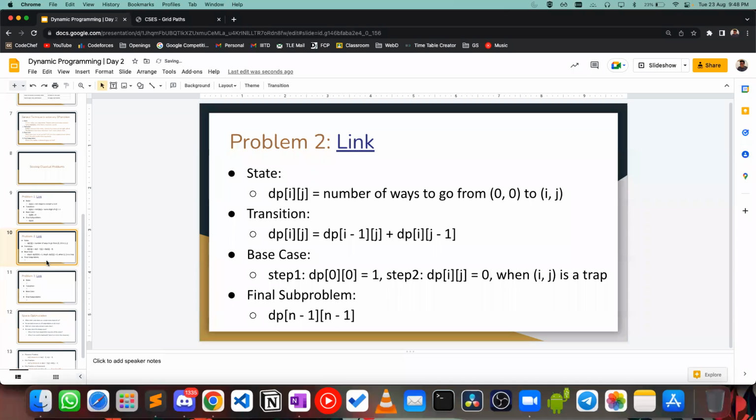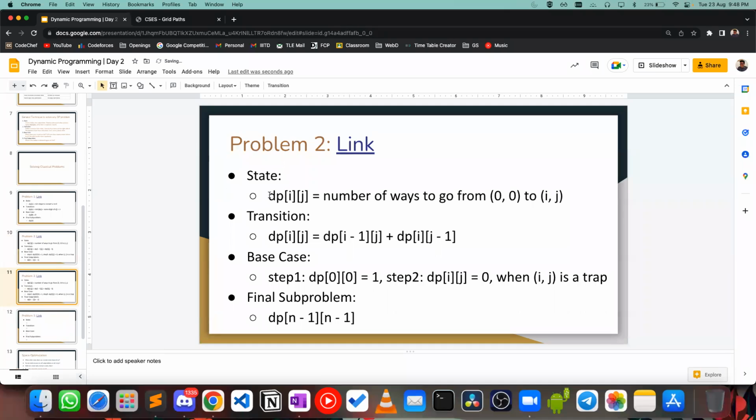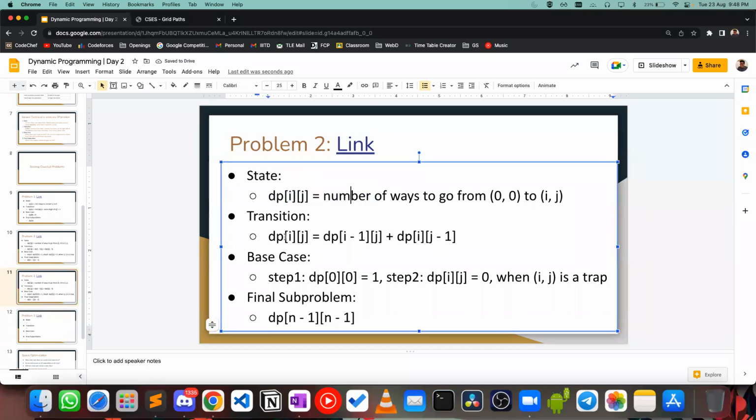Let's do one thing. Let's copy this entire slide and paste it again. Now let's talk about another state which somebody had suggested, which was to say the number of ways to go from i, j to n minus 1, n minus 1. This was the state, right? This is what you were suggesting.